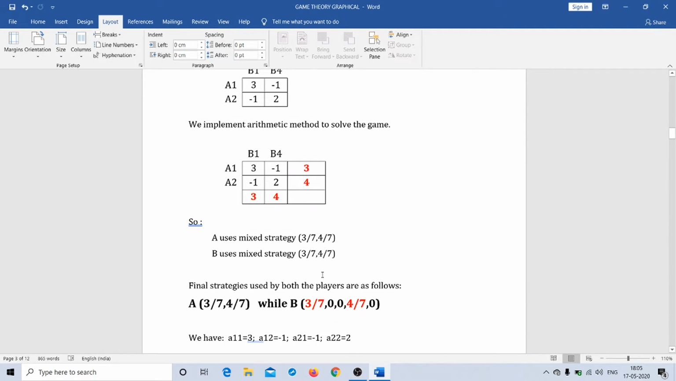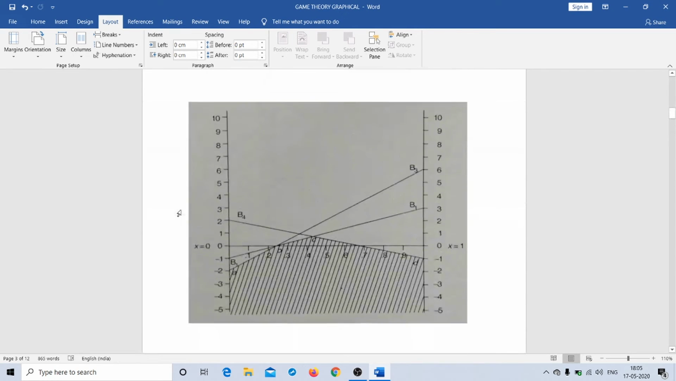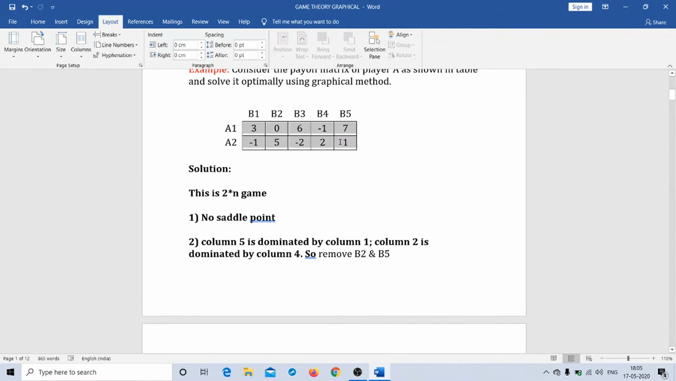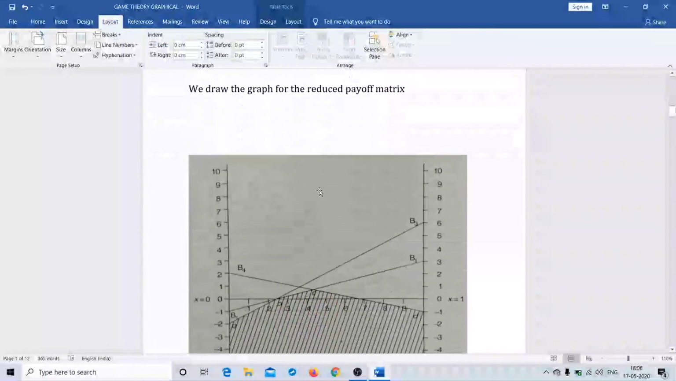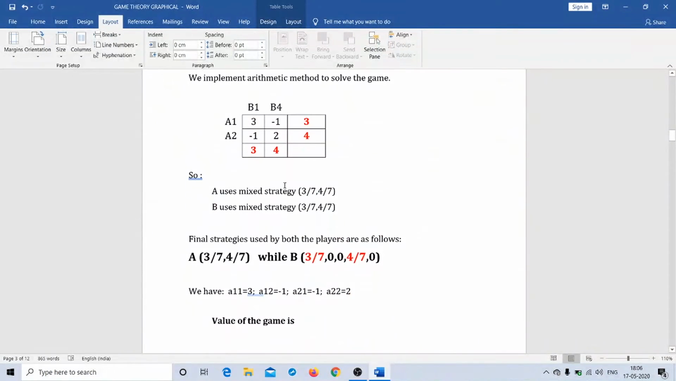But when you finally write the solution in terms of the strategies used by player A and player B, you have to be a little bit careful, because the original payoff matrix is not 2 cross 2, correct? The original payoff matrix which was given to you is 2 cross 5, and hence the solution that you write should represent the values for two strategies of player A and 5 strategies of player B. I repeat, the final answer must mention 2 strategies for player A and 5 strategies for player B. So, of course, there's no doubt about the 2 strategies used by player A. I just write 3 by 7 and 4 by 7.